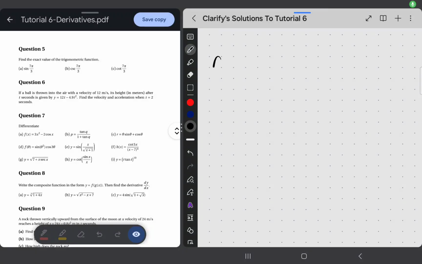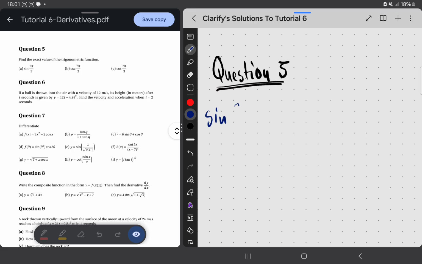To this exact value question, which is question 5. Okay, question 5. Now what is it saying? Find the exact value of sine of 7 pi over 3. That is the first thing we have here. So what are we going to do?